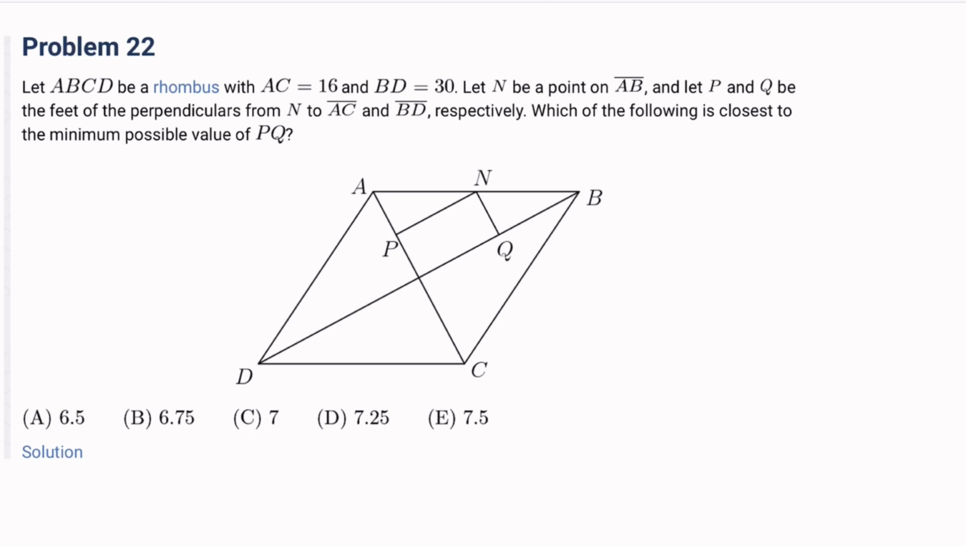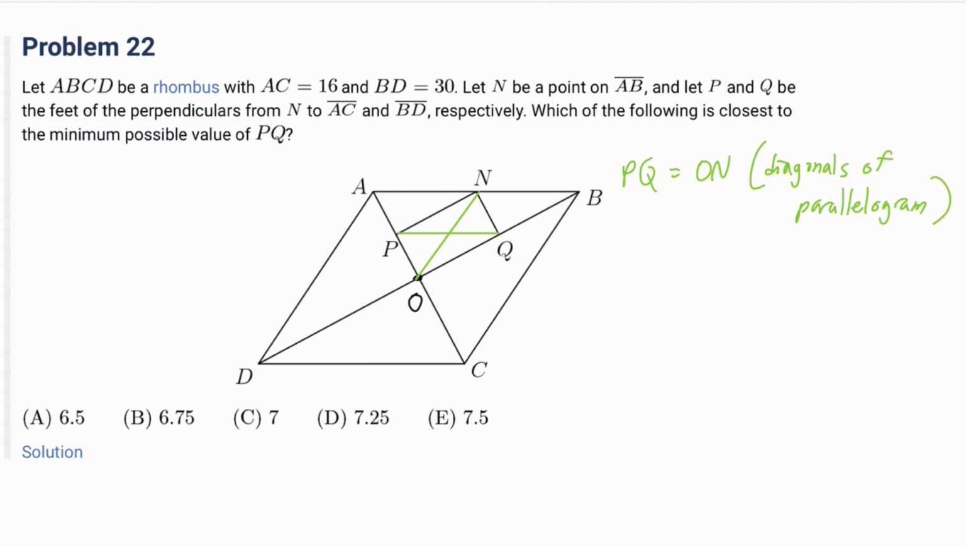Which of the following is closest to the minimum possible value of PQ? Okay, so first of all, let's say that this point is O, right? Then what we need to see is that the length PQ is always going to be equal to the length of ON, right? So always PQ equals ON, always. And why? This is because they are both the diagonals of a parallelogram, right? And so PQ and ON will always be equal.